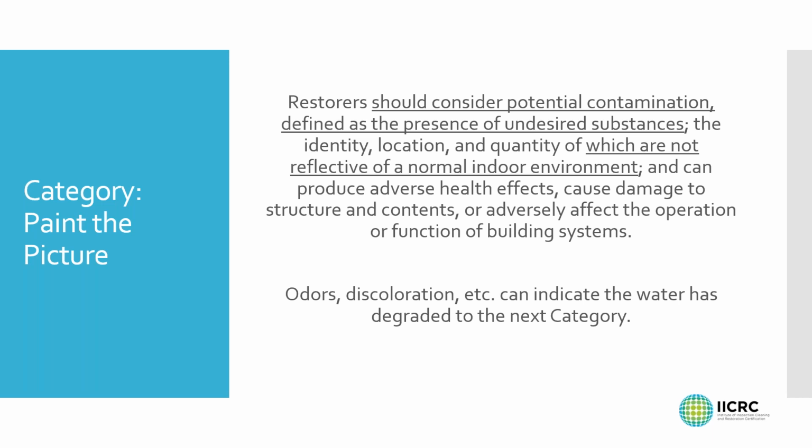So while the category is determined from the source of the water, the water in the structure itself could be a lower category based on the contaminants that are there. What we need you to do is show why the category has changed. Proof in pictures and documentation from, hey, I've got a really pungent odor. All of those things add up to paint the picture for either the homeowner or the insurance company or the third-party administrator to show them that this water has degraded.